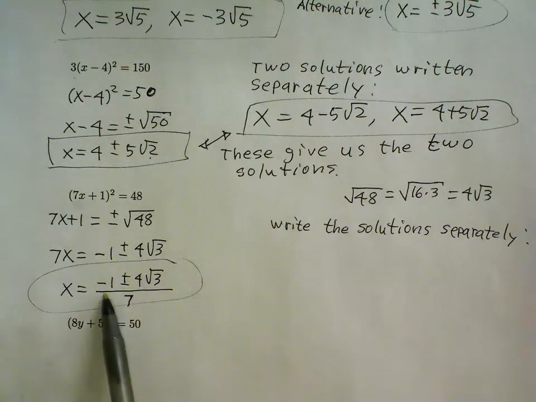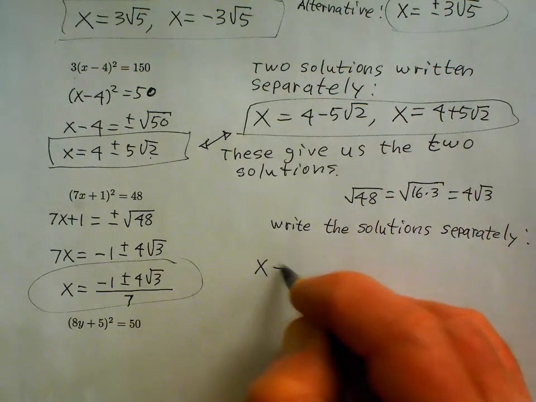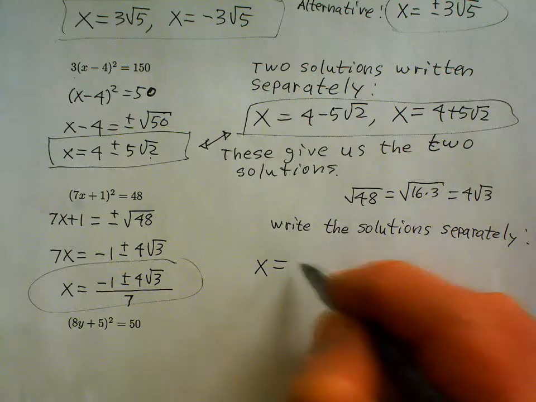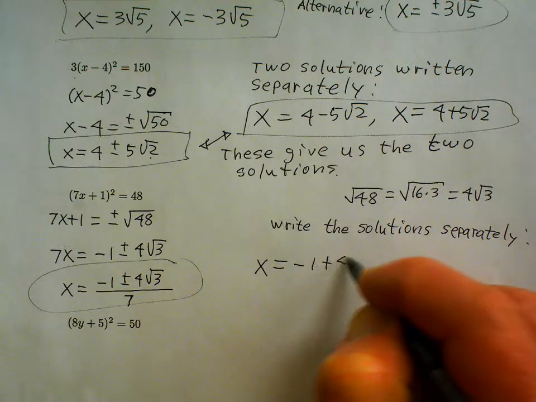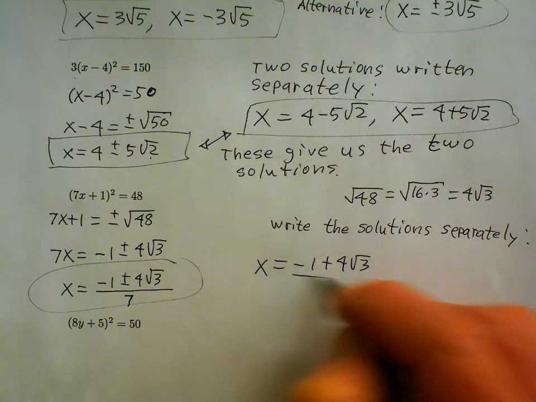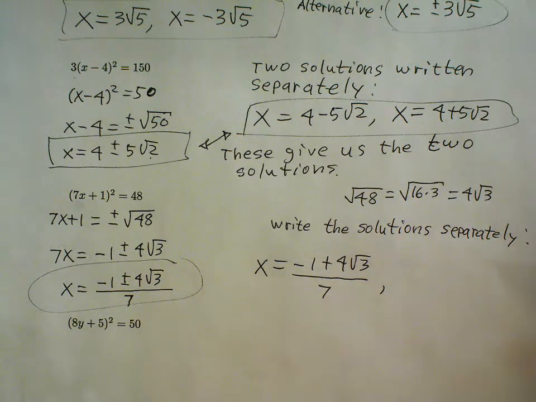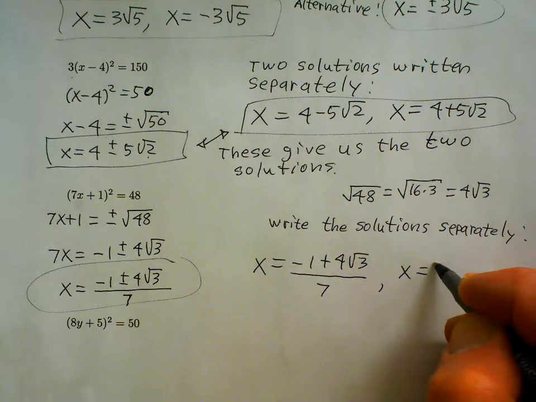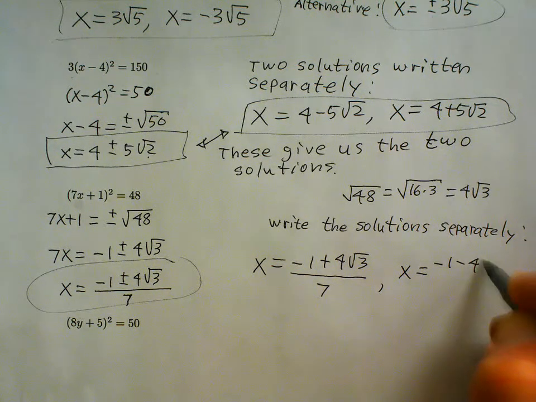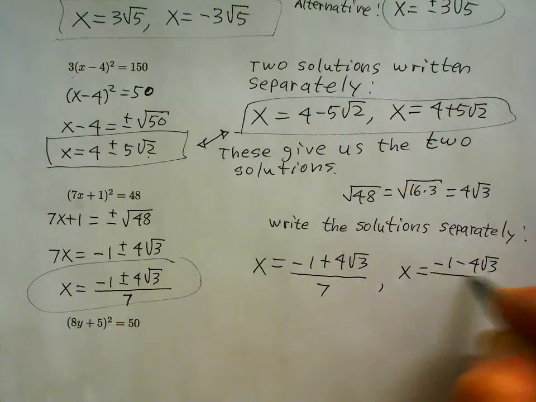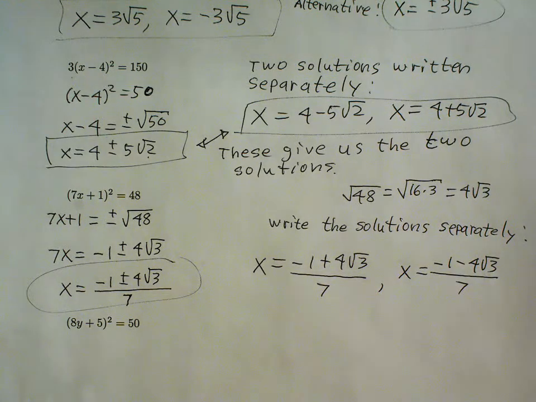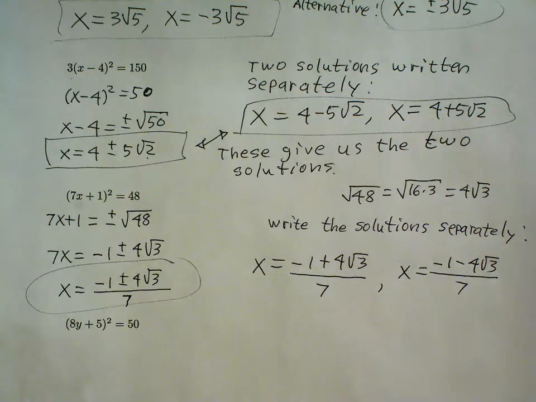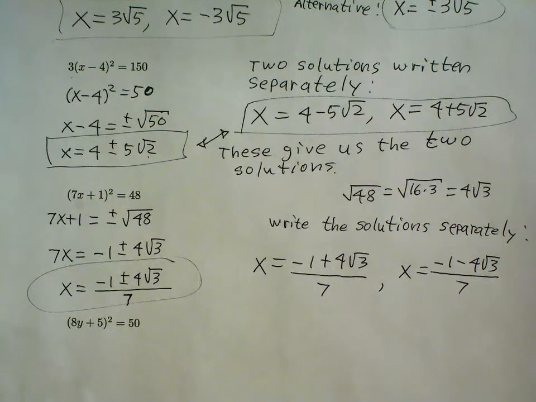So just use the plus and minus one at a time. One solution is x equals -1 plus 4 times the square root of 3, all over 7. And the other one is x equals -1 minus 4 times the square root of 3, all over 7. Okay, the next one.